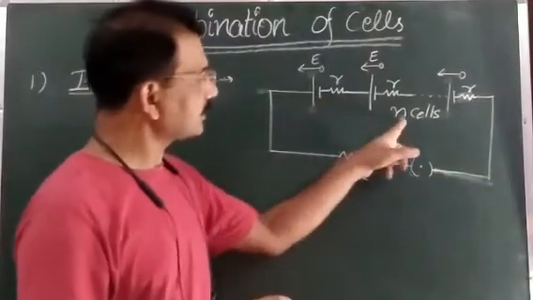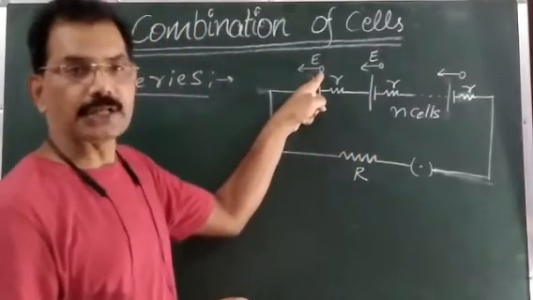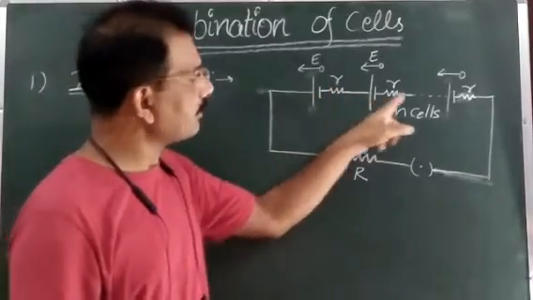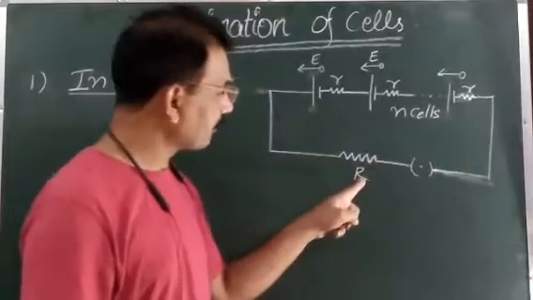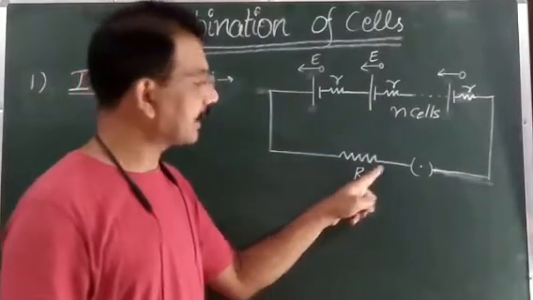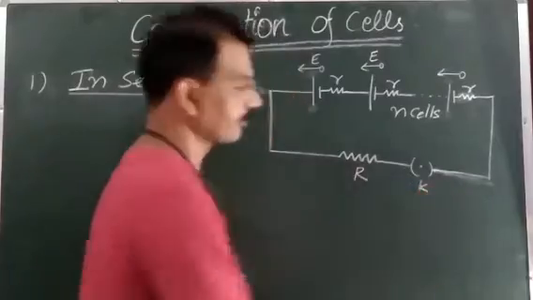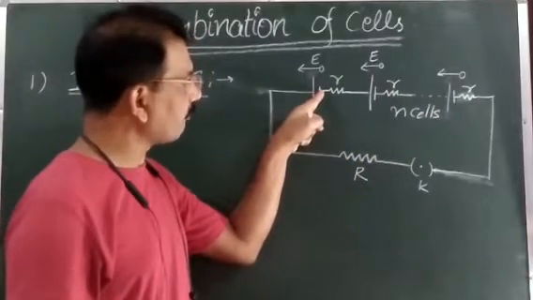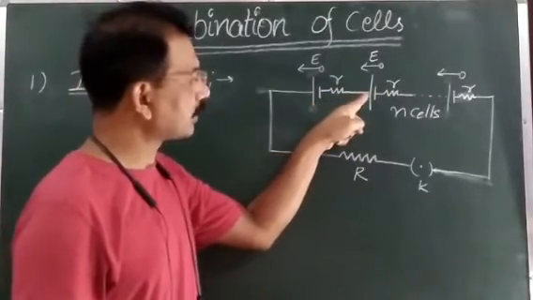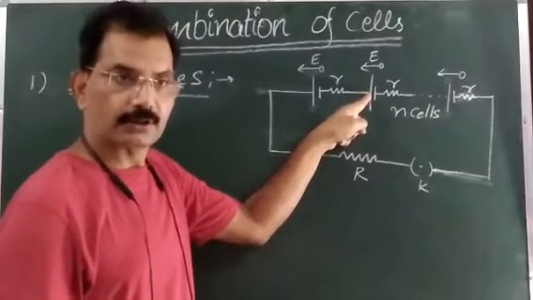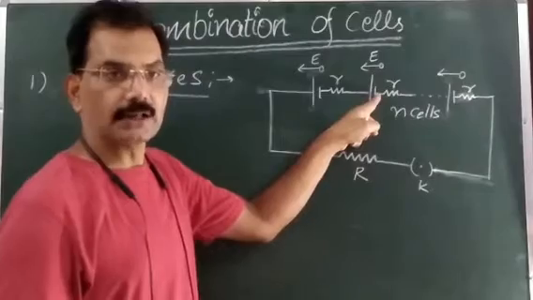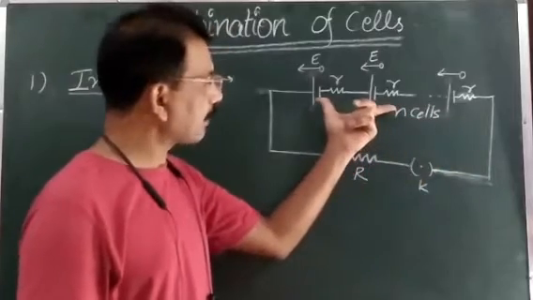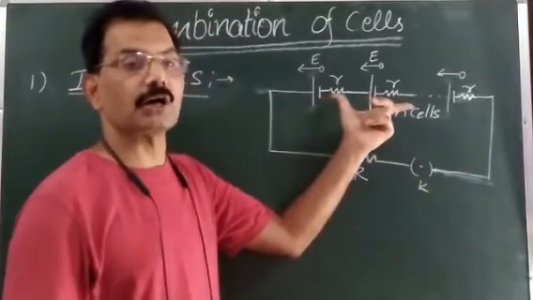Suppose there are n cells. The EMF of each cell is E and its internal resistance is r. All these n cells are connected in series with an external resistance capital R and a key K. In the series combination, the negative terminal of the first cell is connected to the positive terminal of the second cell, and the negative terminal of the second cell is connected to the positive terminal of the third cell, and so on. This type of combination is called series combination of cells.